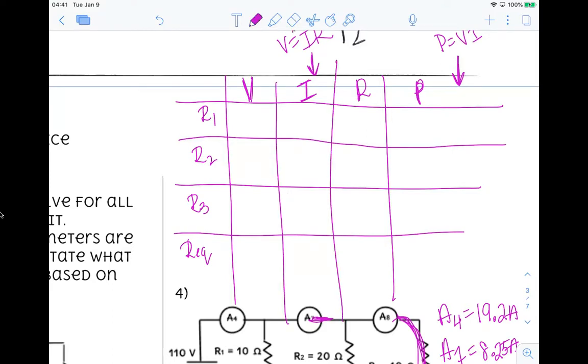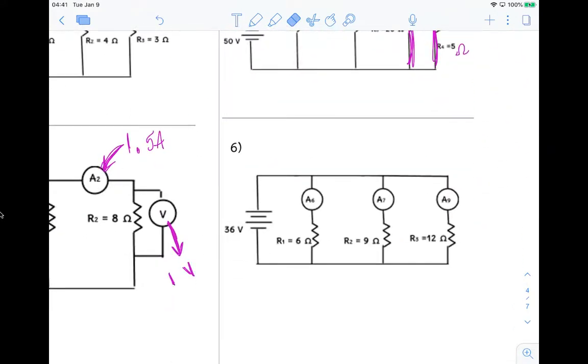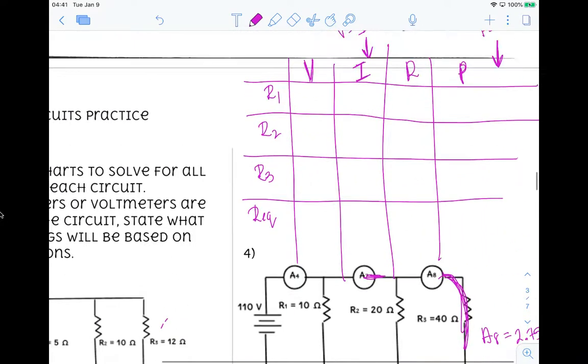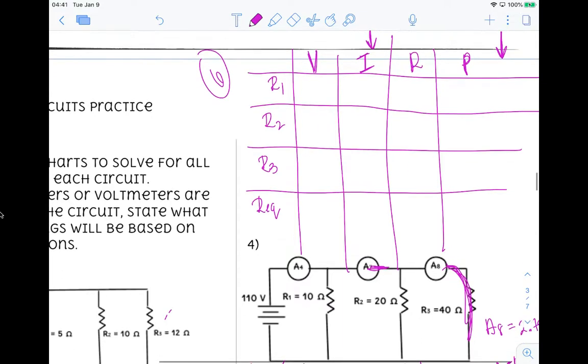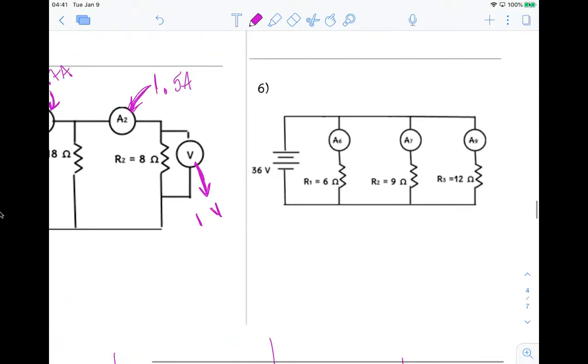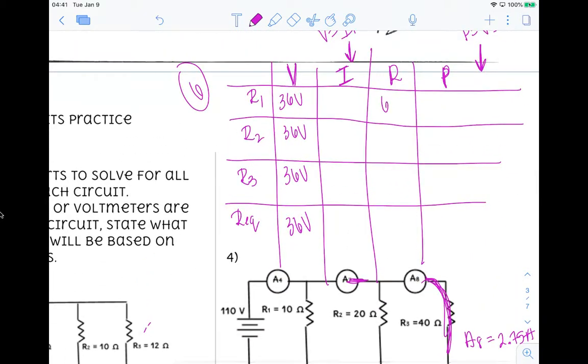All right, so if we go back and we look now to see what we are working with, for number 6, we have a total of 36 volts. I know that we're kind of going back and forth here, but that means that we have 36 volts for our entire voltage column because voltage is constant in a parallel circuit. We then have 6, 9, and 12 ohms.